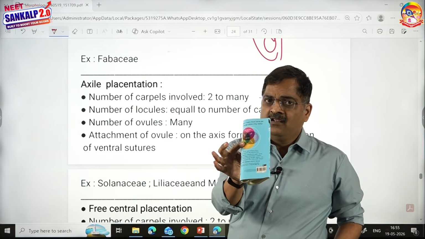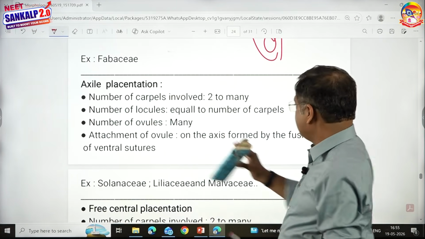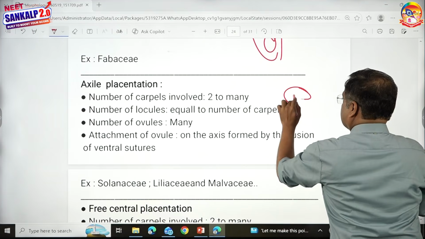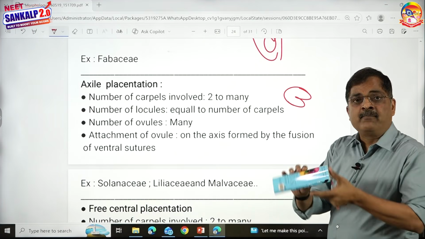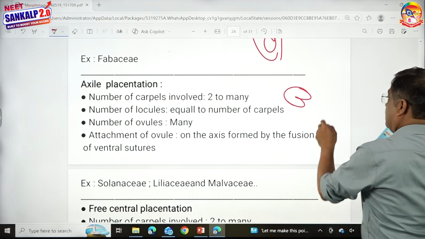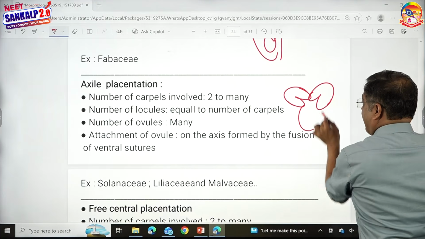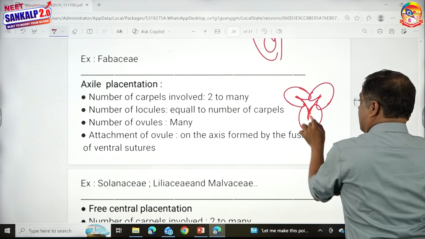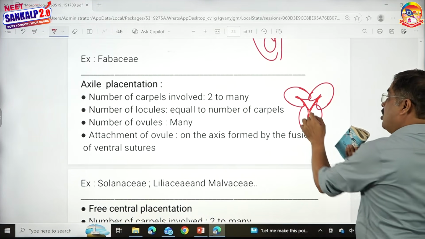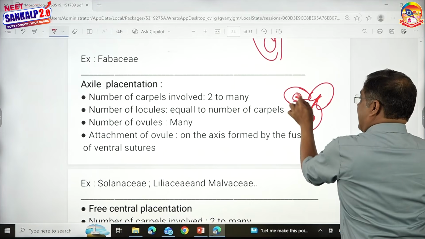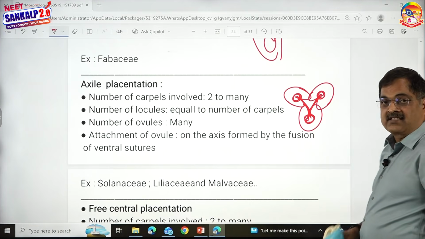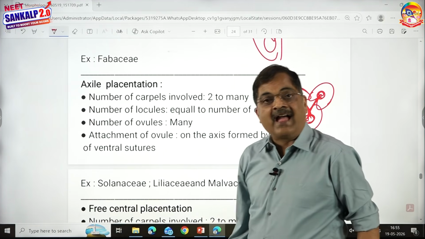This is one carpel. Shall I take a transverse section? Yes. Shall I put it here? Yes. I take one more carpel. Now what did you observe? All the ventral sutures united in the center to form an axis. This is said to be axial placentation.